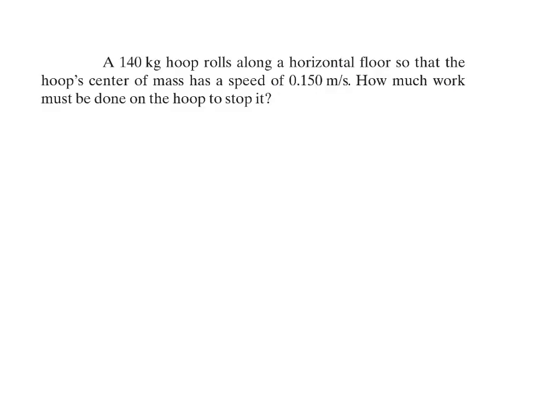So the first one we're going to look at is example 3, and it says a 140 kilogram hoop rolls along a horizontal floor so that the hoop's center of mass has a speed of 0.15 meters per second. How much work must be done in order to stop the hoop from rolling? Okay, so right off the bat for this kind of a problem, we have to start thinking about the kind of solution we're going to look at.